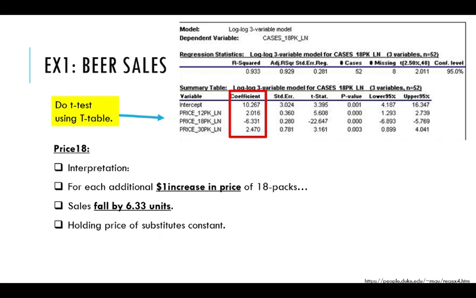But our interpretation is holding all else constant. And what are we holding constant here in our very simple model? We're holding constant the price of substitutes. So don't forget that, holding all else constant when you interpret.